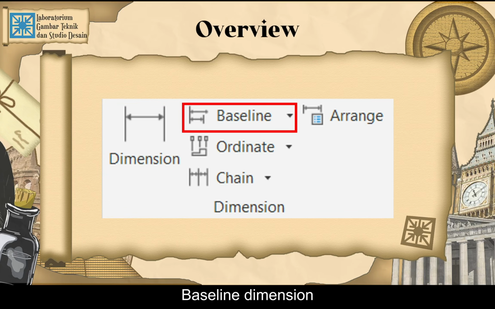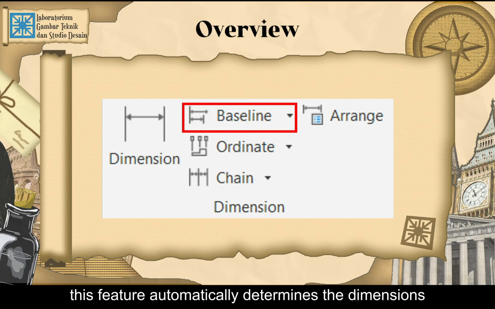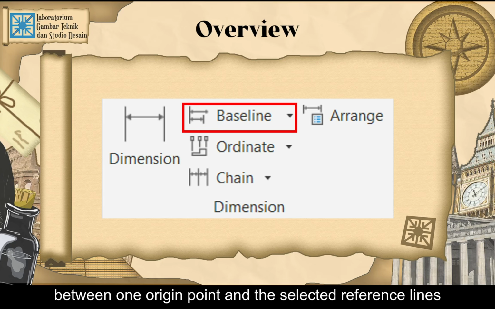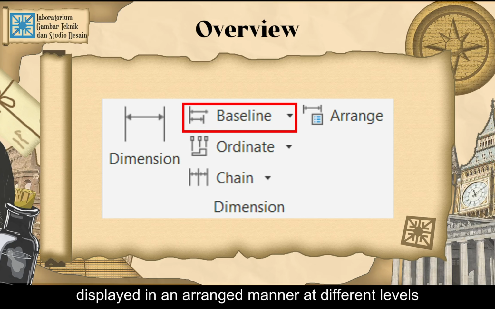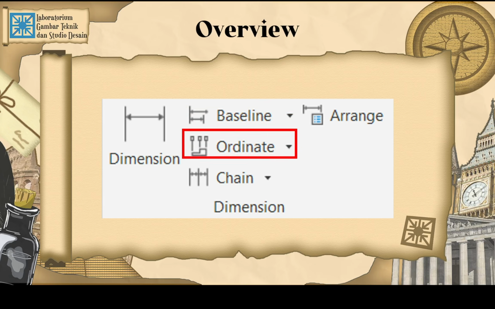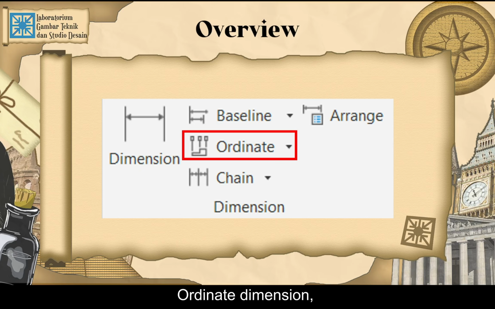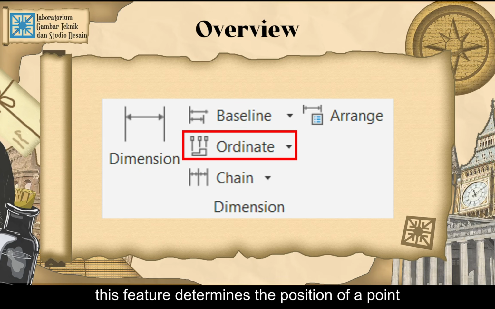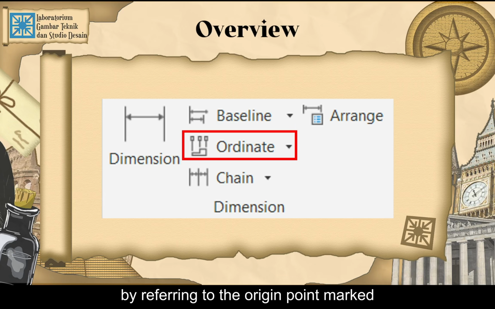Baseline dimensions. This feature automatically determines the dimensions between one origin point and the selected reference lines, displayed in a ranged manner at different levels from the closest to the furthest. Ordinate dimensions. This feature determines the position of a point by referring to the origin point marked with a value of 0.00 mm.